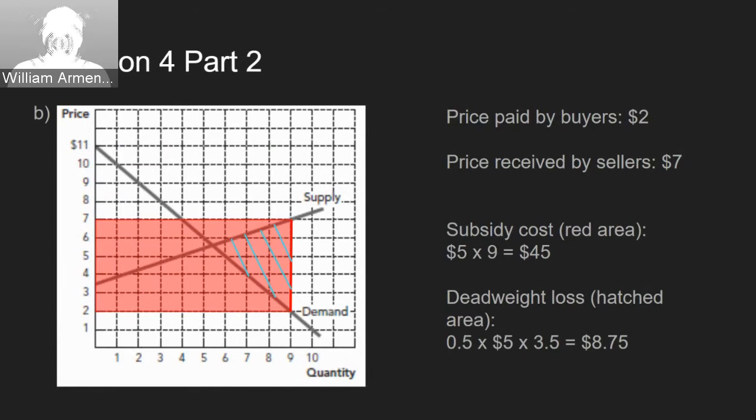And then the subsidy cost is the area of the rectangle. In this case, it would be the cost per unit, which is 5, times the amount of units, which is 9, and that equals $45. And then the deadweight loss is the area of the triangle on the right of the graph, which is 0.5 times 5 times 3.5, which is 8.75.